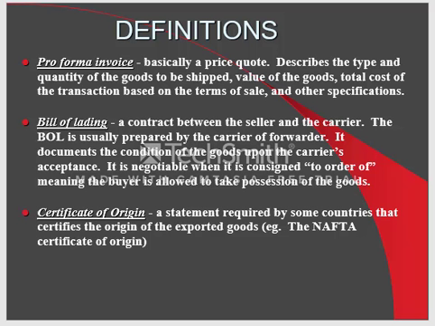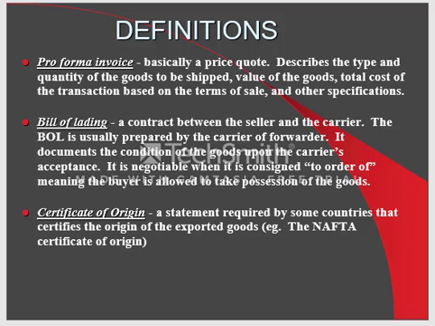Now let's move on to the meaning of each of the terms that are used in documentation. The first one is pro forma invoice. It is basically a price quote. It describes the type and quantity of the goods to be shipped, value of the goods, total cost of the transaction based on the terms of sale and other specifications.